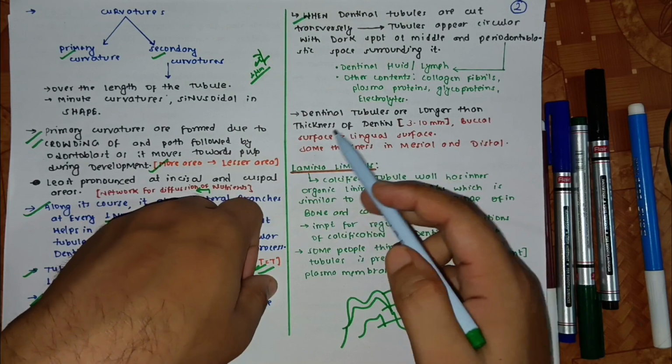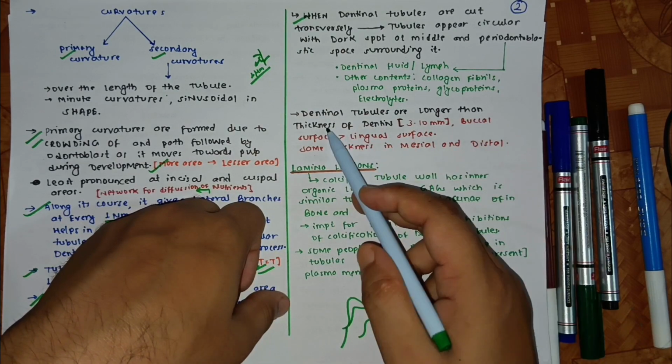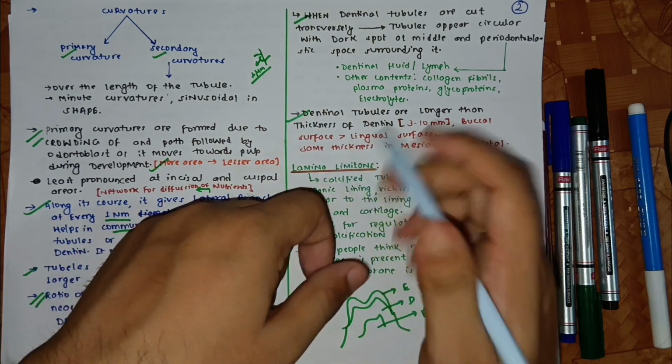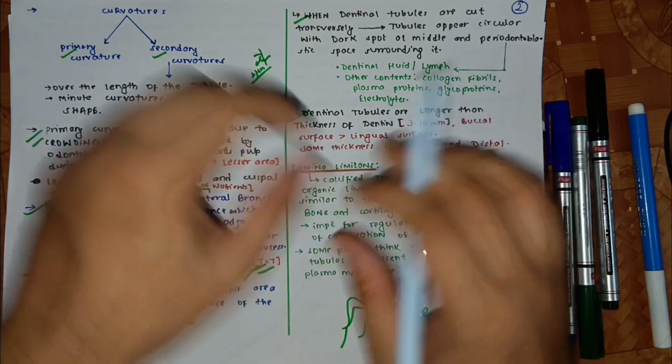We have covered this. After that, the dentinal tubules are longer than the thickness of the dentin, that is 3 to 10 mm buccal. As I have discussed in the enamel chapter, you should relate both those points.